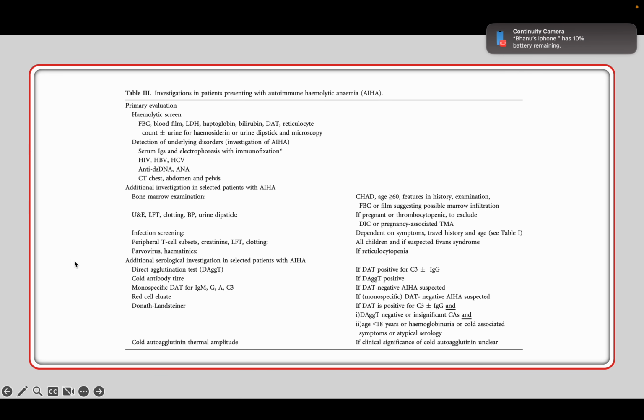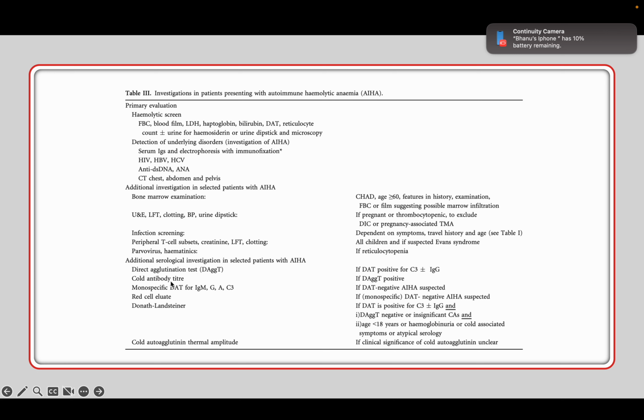So these are the primary evaluation. You check for full blood count, LDH, haptoglobin, bilirubin, direct antiglobulin test, reticulocyte count, HIV, HPV, anti-dsDNA, ANA, CT abdomen, especially in the case of cold autoimmune disease for any lymphomas, bone marrow examination, LFT, clotting, and RFT. Any infection should be ruled out.